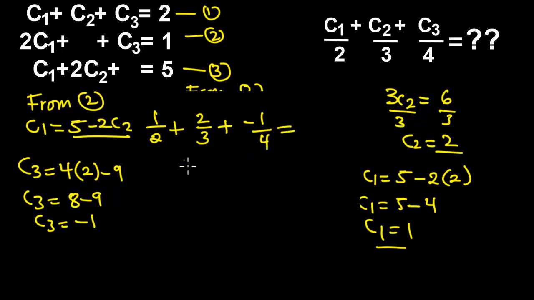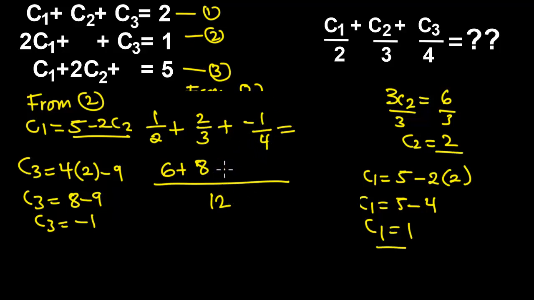now from here let's find the LCM. So the LCM for this is 12. So 2 into 12 is 6. So 6 times 1 gives 6. Plus, then 3 into 12 gives 4. 4 times 2 is 8. Plus, 4 into 12 gives 3. And then 3 times negative 1 is negative 3.